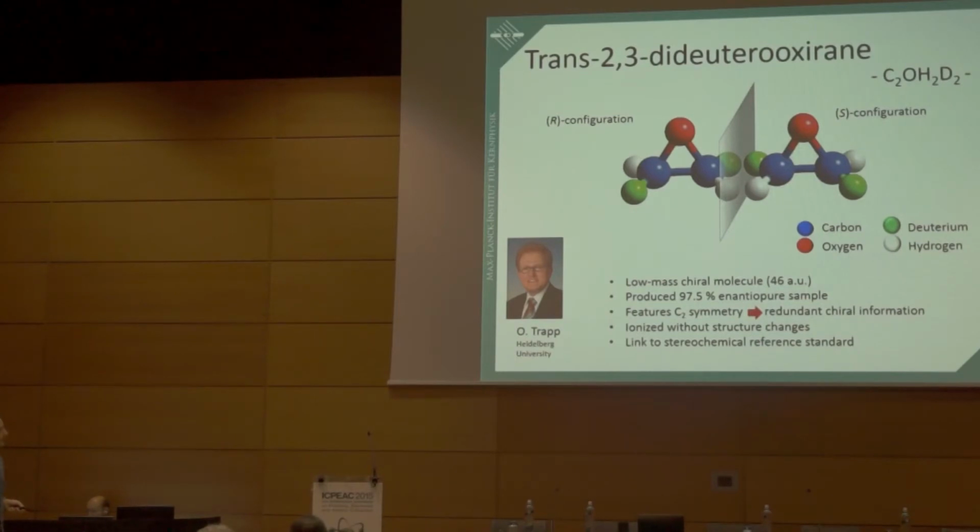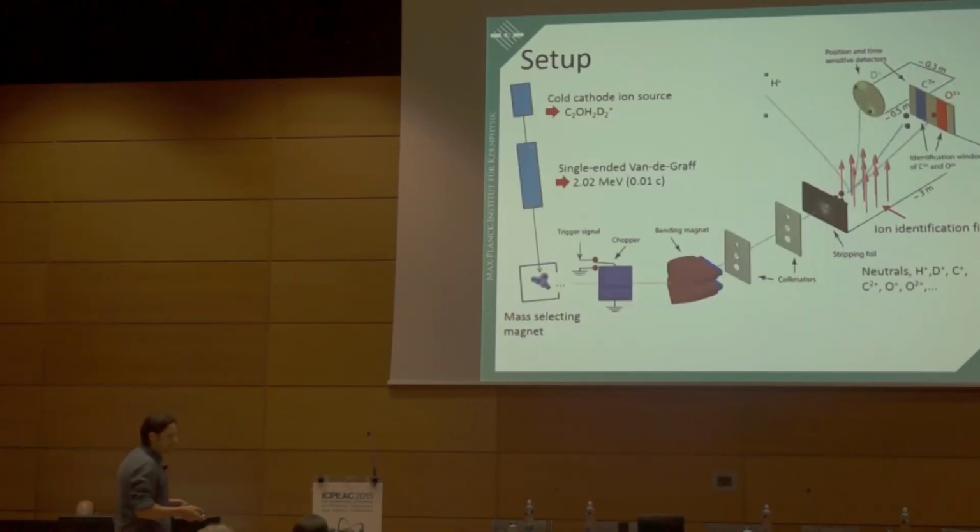It features C2 symmetry, so we have here two Ds and so on. We can turn it around, and so we have a redundant chiral information in this molecule. It can be ionized. This is also what we need to do without any structure changes. And it can be linked to the stereochemical reference standard. Also, again, this we need to test Fischer's assignment.